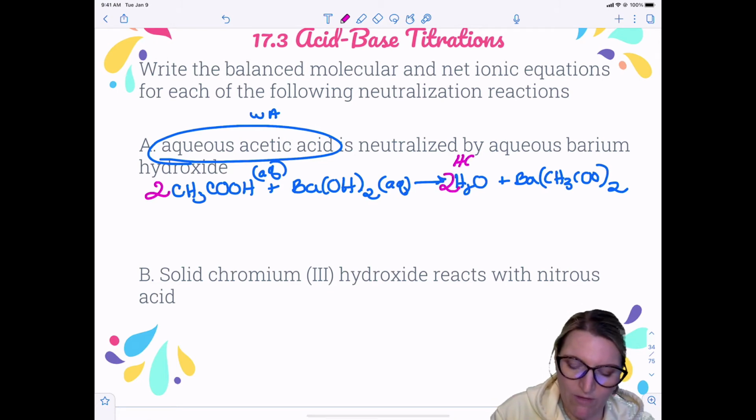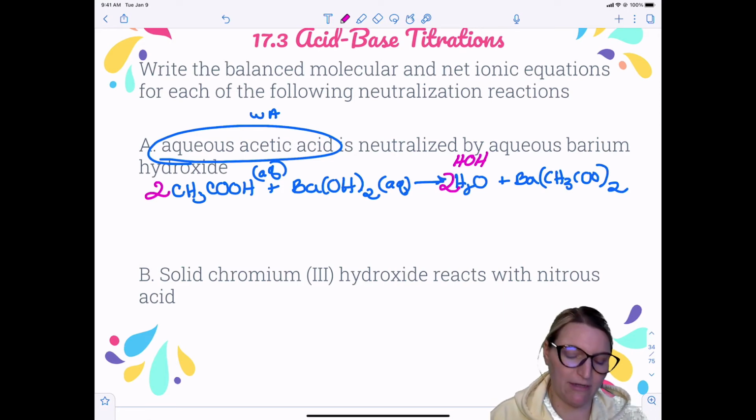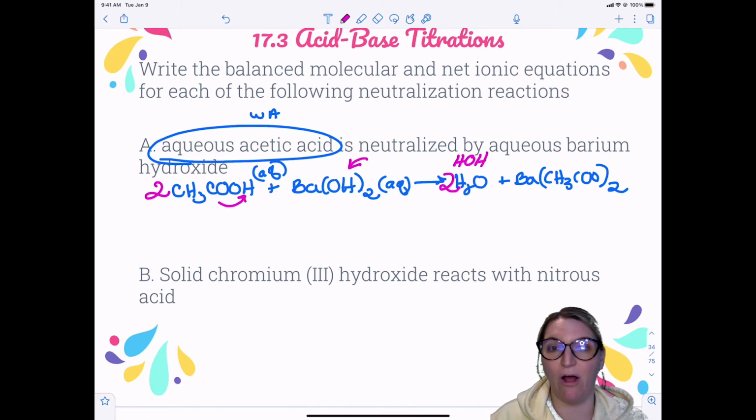You can remember that we can rewrite water as HOH, right? And this can remind us that, yeah, we're going to need 2 of them, because we're going to need 2 for the hydroxide and then 2 for the hydrogen off of the acetic acid. So that's the complete balanced chemical equation.